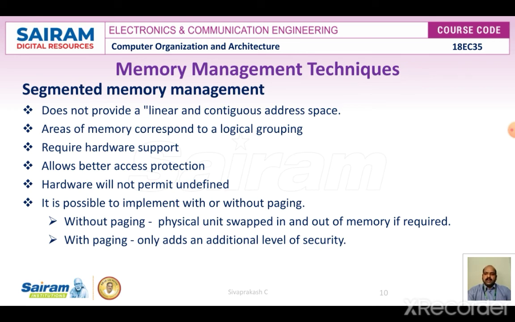The addresses in a segmented system usually consist of the segment ID and an offset relative to the segment base address, which is defined to be offset 0. This is the technique involved in segmented memory management. So the four techniques coming under memory management are: the first one, single contiguous allocation; second, partitioned allocation; third, paged memory management; and fourth, segmented memory management.